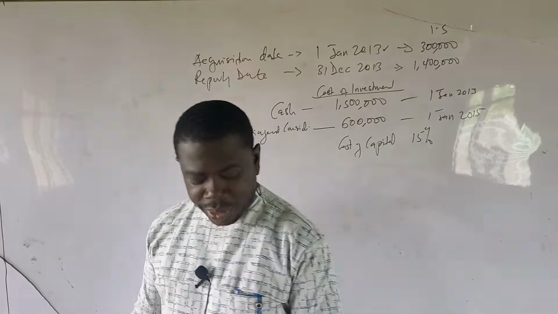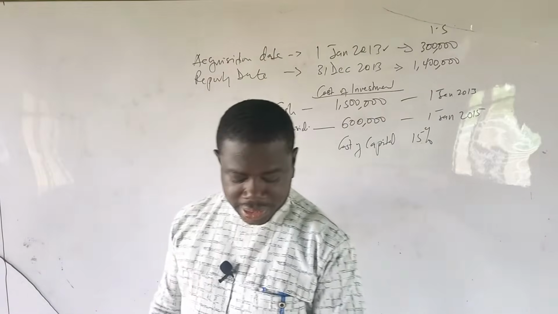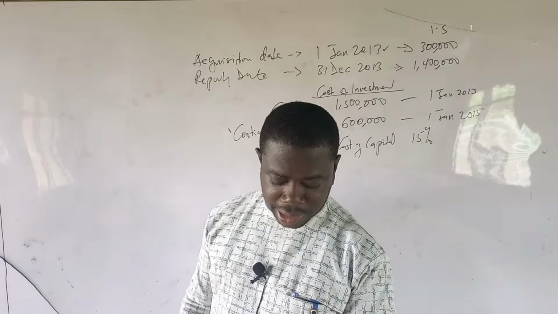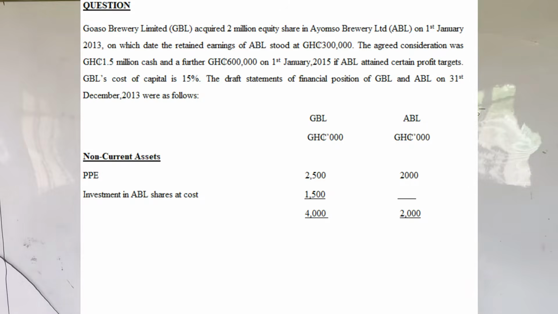Okay. And then we have the various statements of financial position of the parent and the subsidiary. So we have PPE, which we are going to consolidate. Then we have investment in ABL, shares at cost. You see, now there is a change.